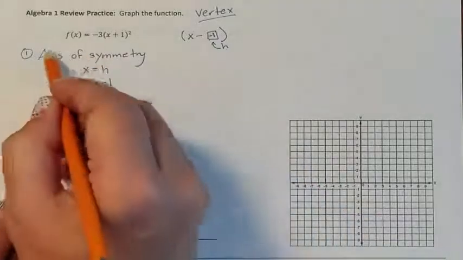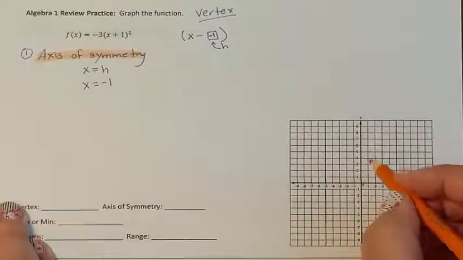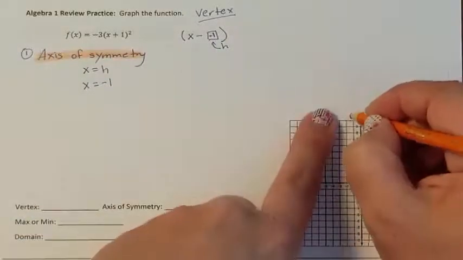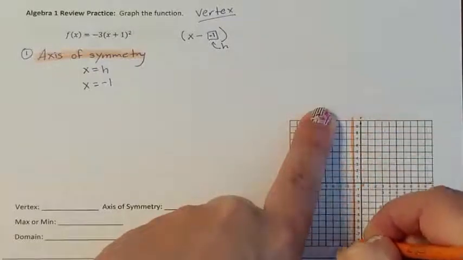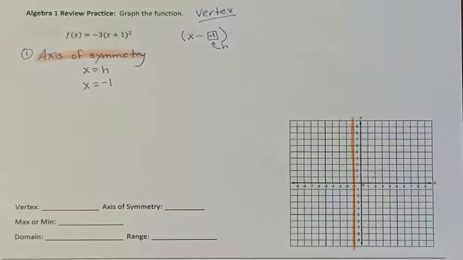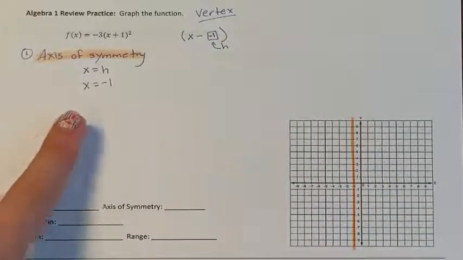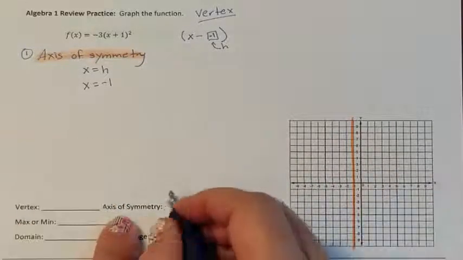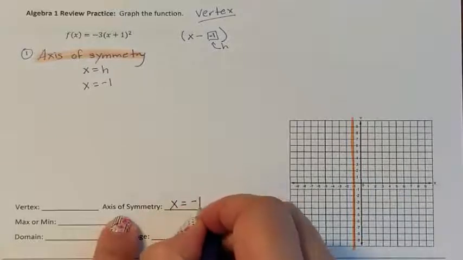So I'm going to use my color pencil. I'm going to find where x is negative 1, and this is my axis of symmetry. It is my mirror line. This helps me find the partners when I draw my parabola. So I have my axis of symmetry, and my axis of symmetry is x equals negative 1.